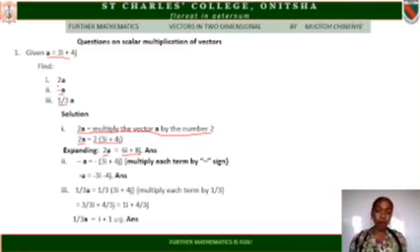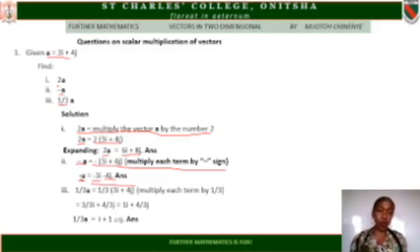Then number 2, minus vector A. The scalar there is minus 1. So we are going to multiply the vector 3i plus 4j with the minus sign, or minus 1. Remember, our vector A is given as 3i plus 4j. So minus times 3i gives us minus 3i, then minus times plus 4j gives us minus 4j. What it simply means is that minus vector A is equal to minus 3i minus 4j as our answer.